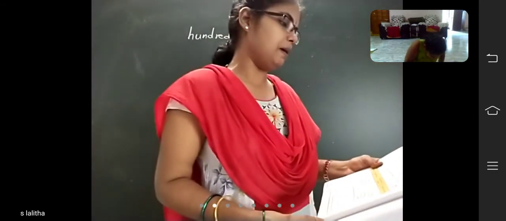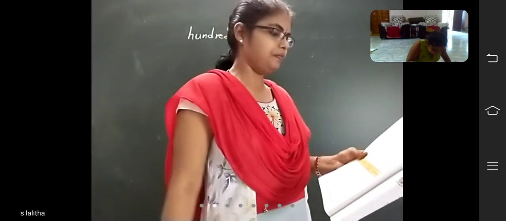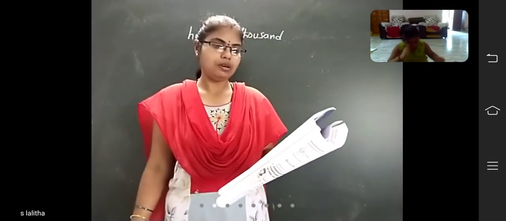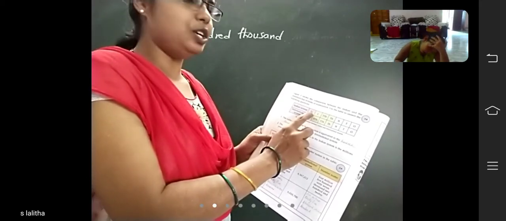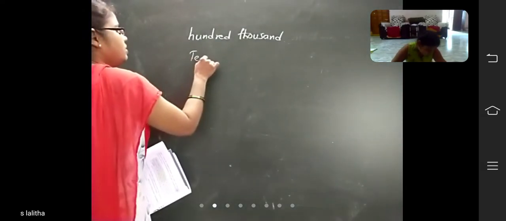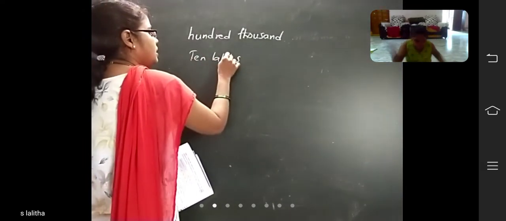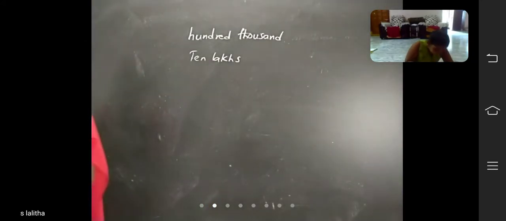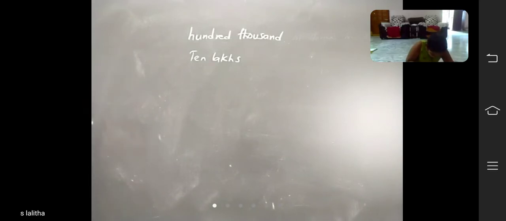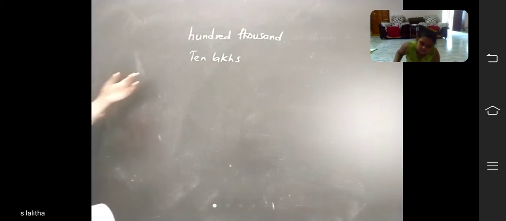Next, second question. The dash place in the Indian system is the millions place in the international system. What place in the Indian system is equivalent to it? Yes, 10 lakhs. The second one is 10 lakhs. 10 lakhs equals 1 million. So 1 million is equal to 10 lakhs. Write 10 lakhs in the second blank.